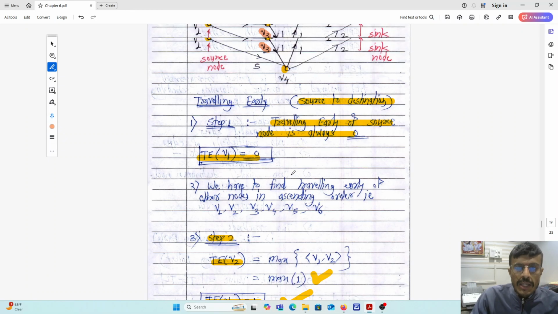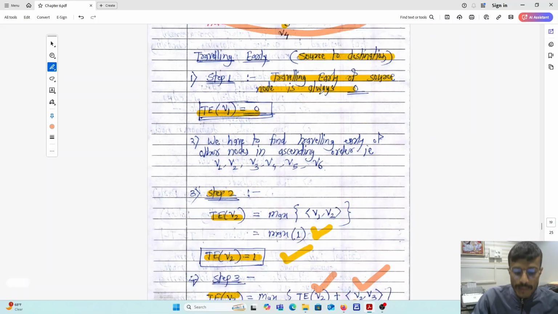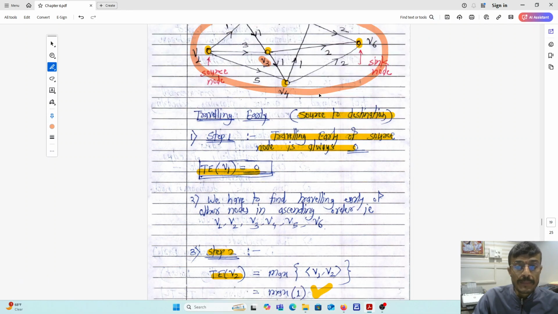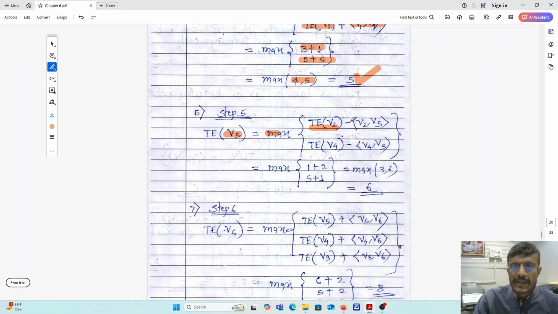Keep in mind guys, you have to go with this diagram. As I solve this example, I am directly going by looking towards the example, but you have to draw this example and go step by step with what I am saying here. So traveling early value of V5 is equals to maximum of traveling early of V2, because V2 is directly connected to the V5. Then V2 V5 edge is there. Keep in mind we have to take addition over here. By mistake I have mentioned minus. Here should be addition. Then traveling early of V4 plus V4 V5.